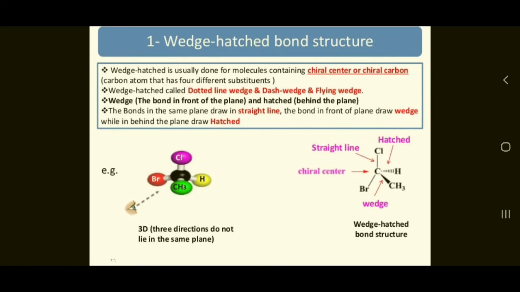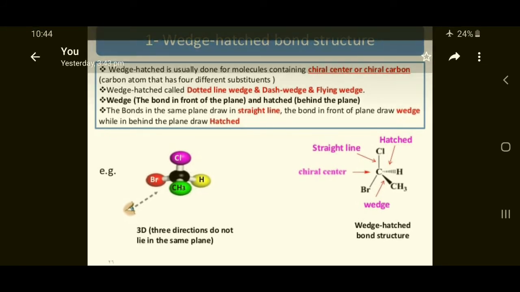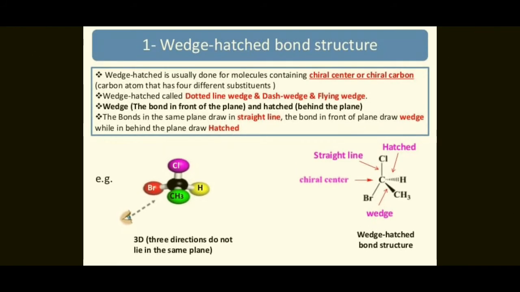So students, consider the wedge-dash projection formula of a compound containing one chiral center. If A and B are on the central carbon, positioned on the wedge, and C and D are positioned on the dash, the compound is shown by the wedge-dash projection formula, or structures as given below. Wedge-dash is usually drawn for molecules containing a chiral center or chiral carbon, which has four different substituents.